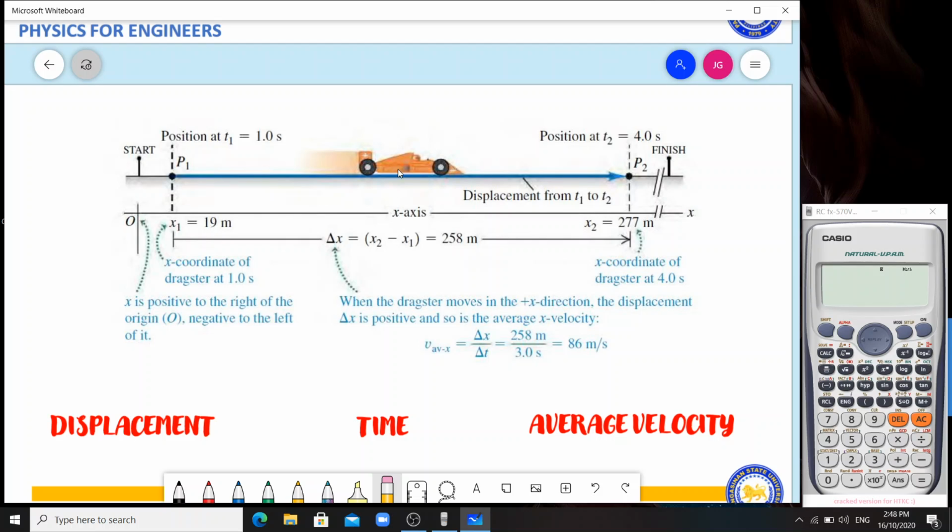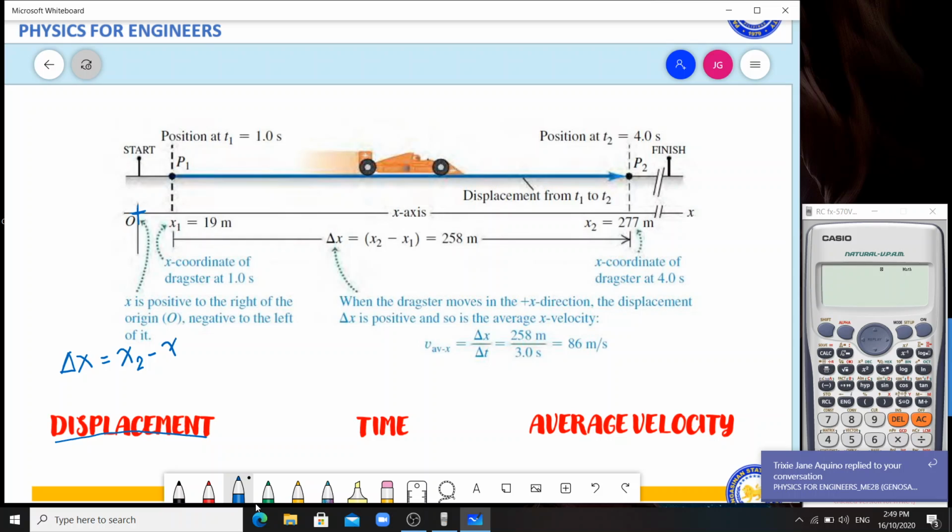This car's initial position is P1 at 1 second. If this is what we set as the datum, this is what we set as 0, or the start or datum. P1, or position 1, is at 19 meters from the start position or datum, and the car's final position is at point 2, which is 277 meters from the datum or the 0. When we say displacement, that is the change in position, which is the final position x2 minus the initial position x1.